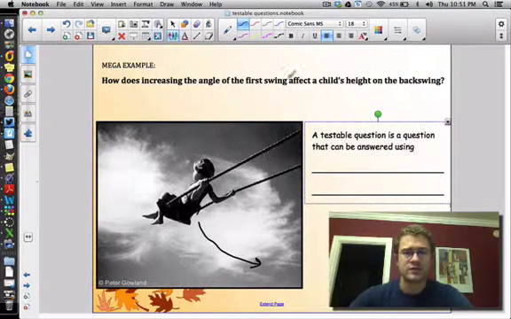But basically, this is a testable question. A testable question is a question that can be answered using scientific inquiry. Another way of thinking about that is using investigation.